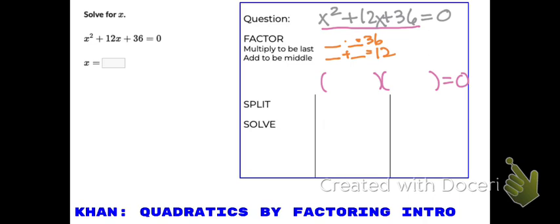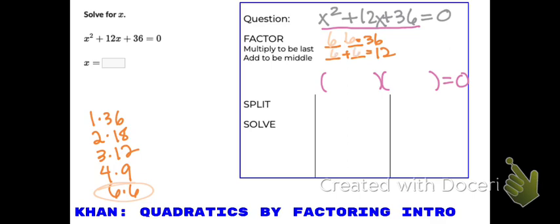I like to just come up with a list of different sets of factors that multiply to give me 36. So it could be 1 times 36, or 2 times 18, or 3 times 12, or 4 times 9. Look at these and see if any of them, if you add or subtract them together, can give you 12. I don't see one. Actually, I left a set of factors off. Notice that also 6 times 6 would give me 36. Now do you see it? 6 times 6 is 36, and 6 plus 6 is 12. So those are our two factors.